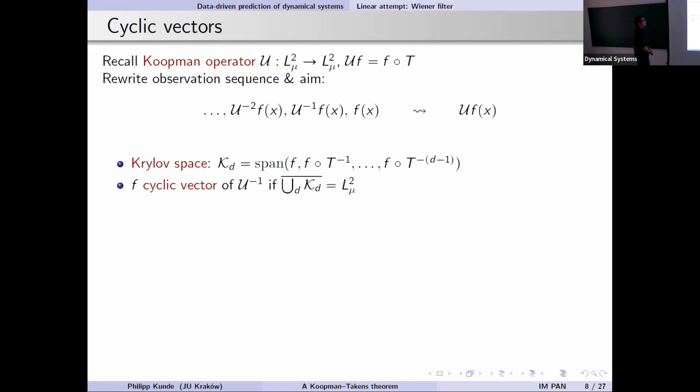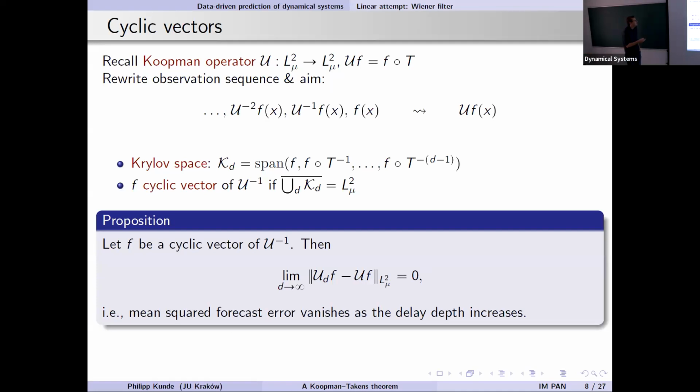So it fills up the whole function space. I can approximate every L2 function very well by things in the span of the images of my observable under the operator here. And why are these cyclic vectors relevant to us in this setting? If f is a cyclic vector of U inverse, then the error between our projected operator U_D and the actual operator goes to zero when the delay depth d goes to infinity.